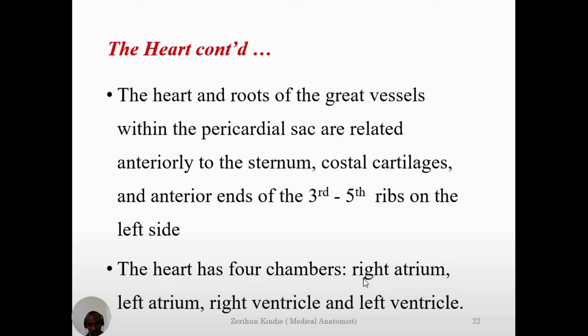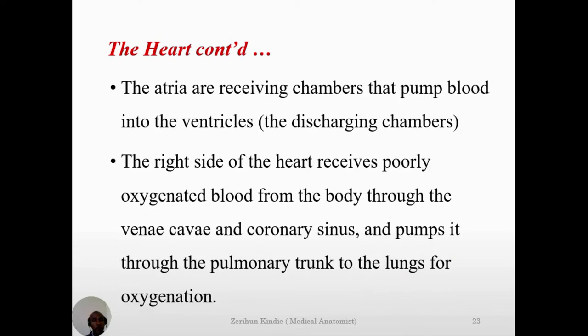So the heart has four chambers: the right atrium, the left atrium, the right ventricle, and the left ventricle. Two atria, right and left, and two ventricles, right and left. The atria are very important for receiving blood, but the ventricles have the ability to pump blood. The atria have the capacity to receive blood from the peripheral organs, but the function of the ventricles is to pump blood towards the peripheral system.